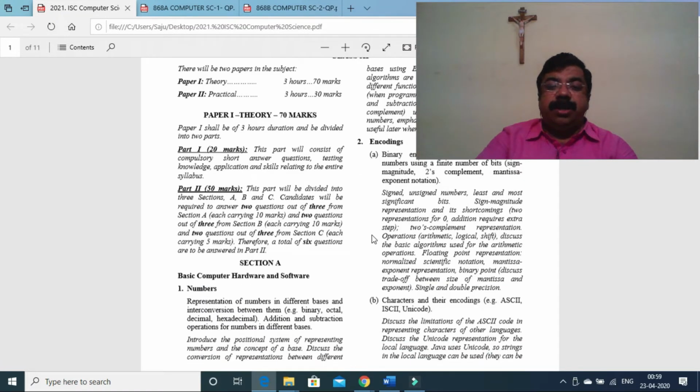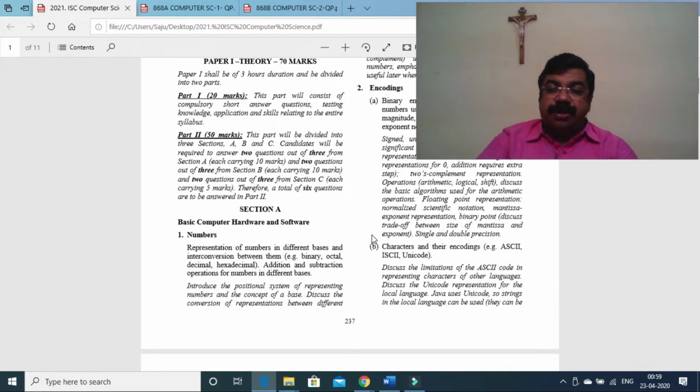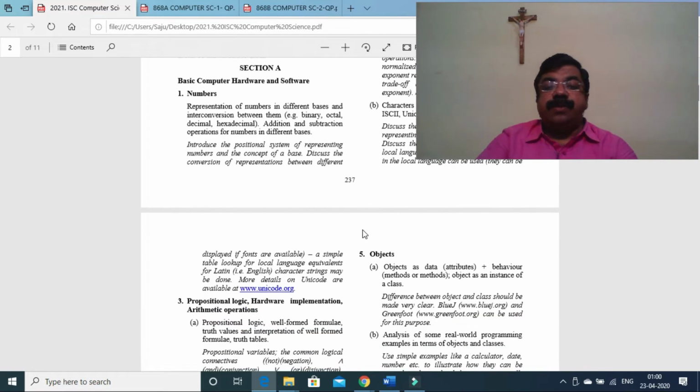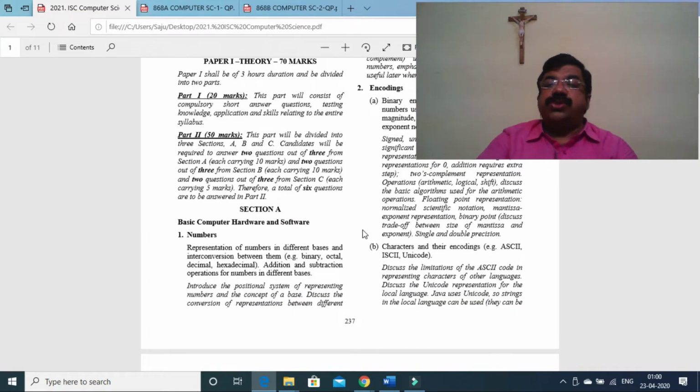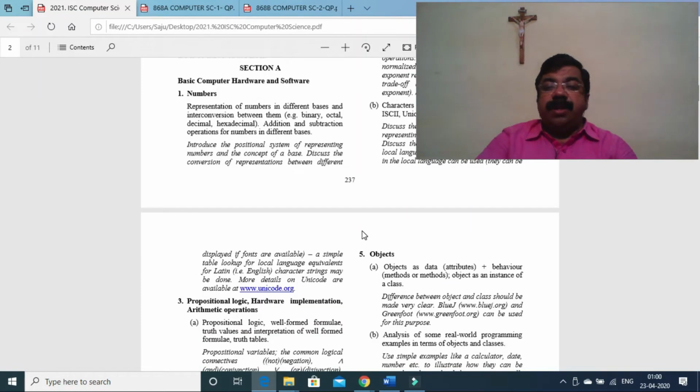In the theory chapters, you had the computer hardware related to the number systems. Then the second one was encodings, converting numbers from one system to another one. Then the representation of the number in the computer's memory. Then encodings. After that, Boolean algebra, propositional logic, or the hardware implementation.